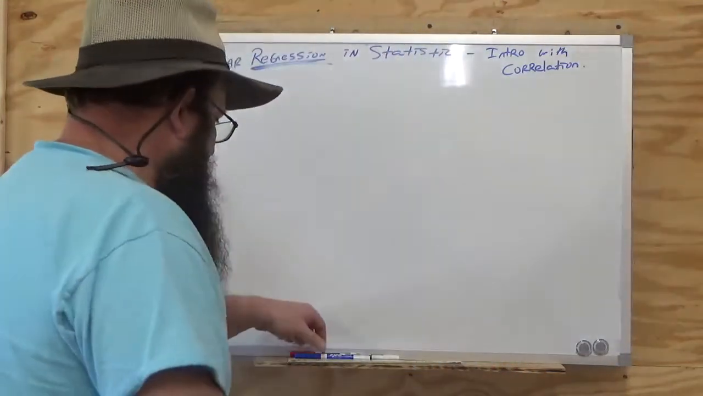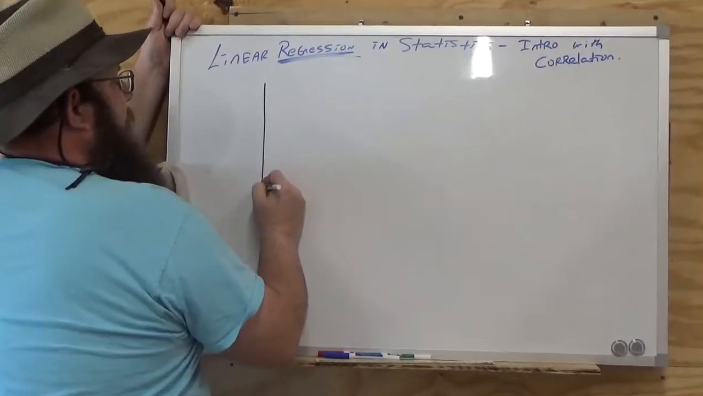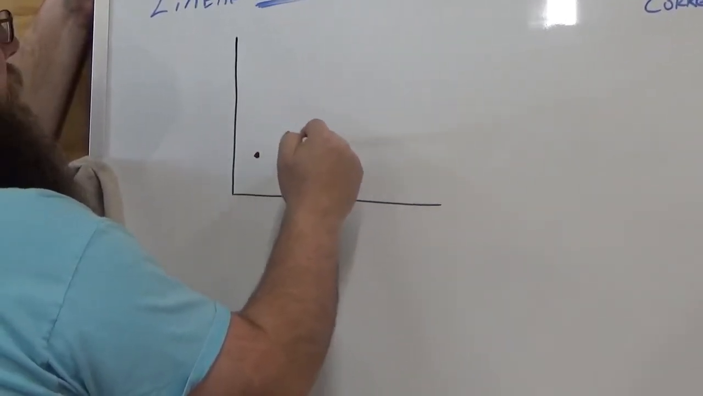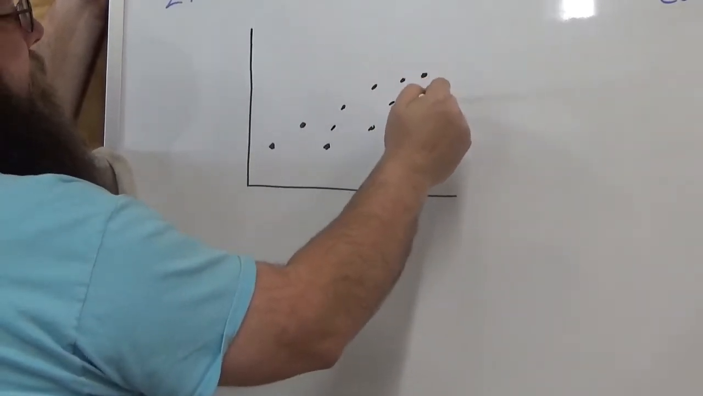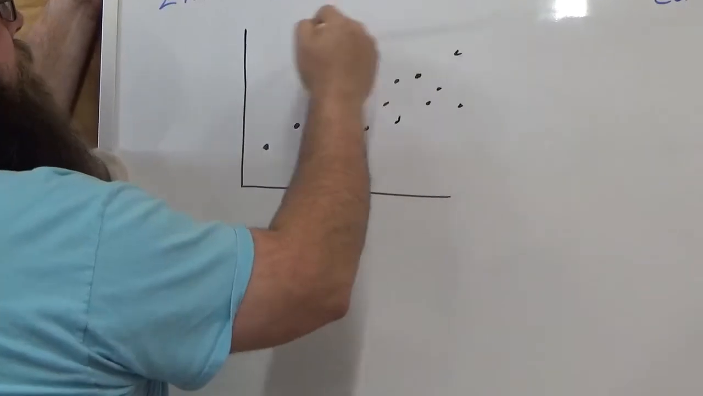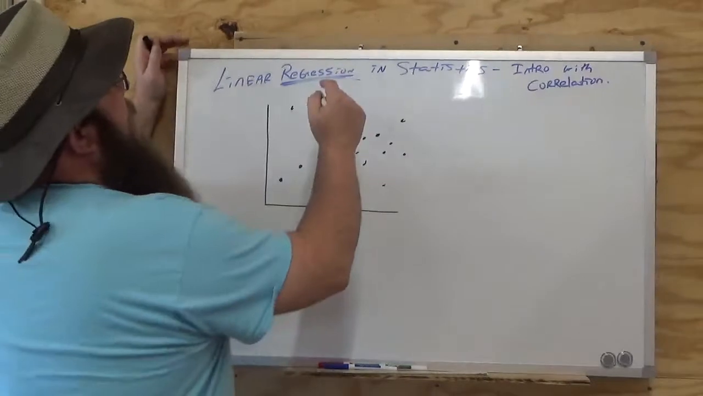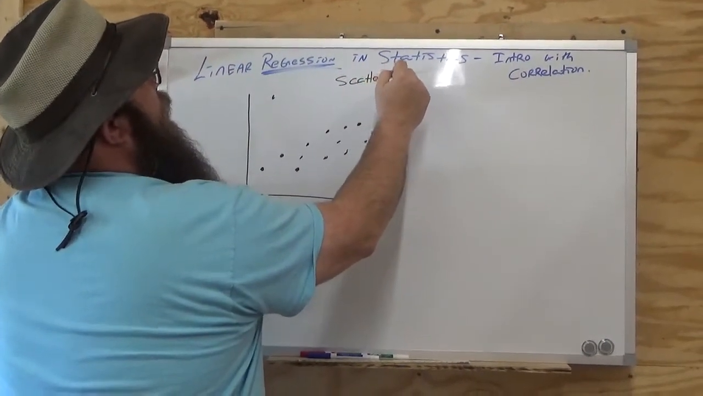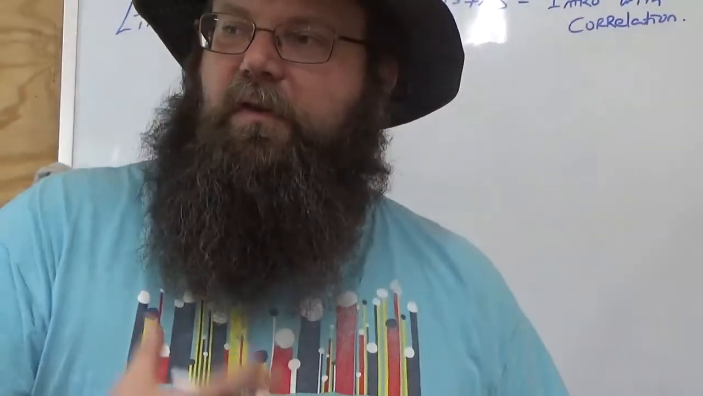So here's what we have. If you take a scatter plot and we put some dots on here, we put some points on here, that's called a scatter plot. And your Inspire will do this.